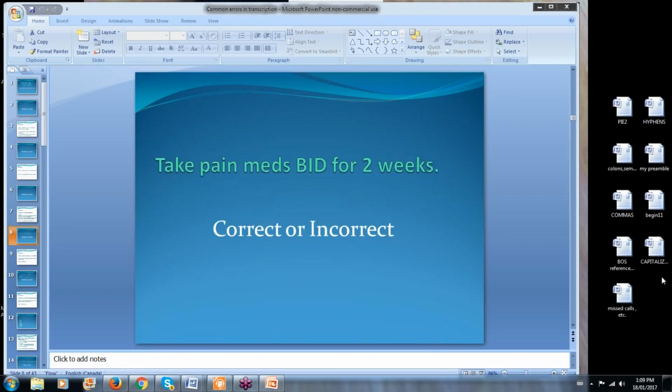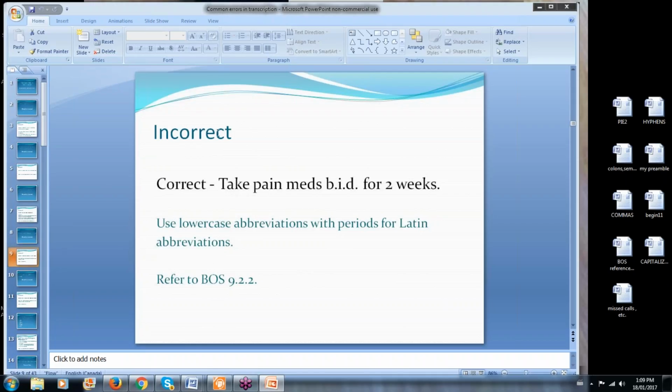Incorrect, incorrect, incorrect. Okay, everybody agrees that it's incorrect. Incorrect should be non-capital. That is right. It's incorrect.